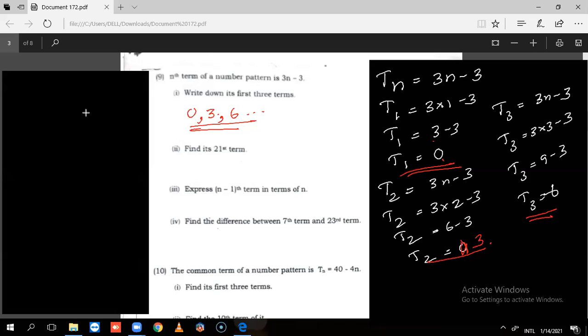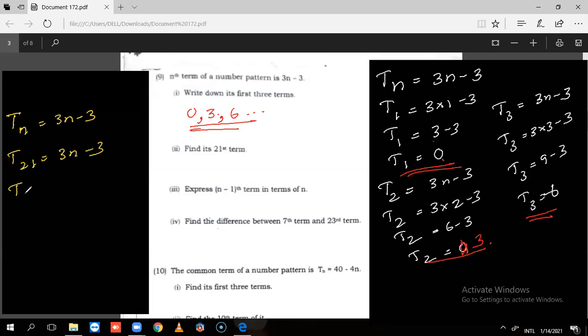Find the 21st term. So how can we write? Tn equals 3n minus 3. T21 equals 3 into 21 minus 3. T21 equals 3 times 21, that is 63, minus 3. T21 equals how much? 60. That is 60.